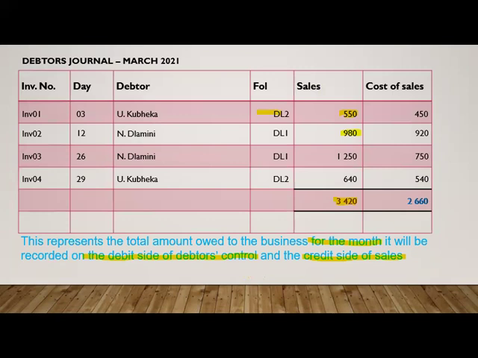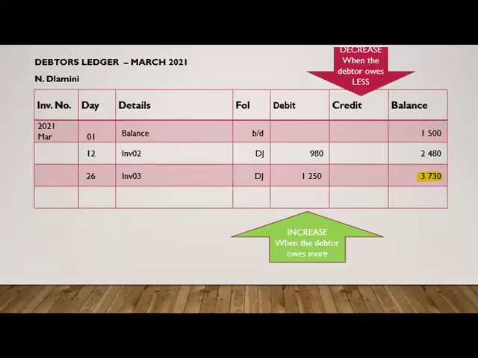So what do we do with this? What did I say we're going to do with that 3,420? Debit side of, and credit side of? Let's do that. We're going to record it on the debit side of debtors control. Debit side of debtors control. So where is our debtors control?